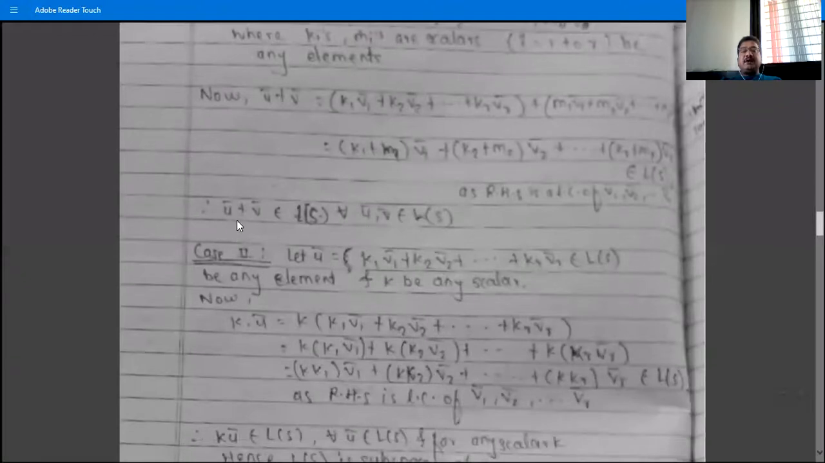What is this RHS? The RHS is a linear combination of V1, V2, Vn, since K1 plus M1 is a scalar, K2 plus M2 is a scalar, and Kn plus Mn is a scalar. Therefore U bar plus V bar belongs to LS for all U bar and V bar belonging to LS, because U bar plus V bar is a linear combination of V1, V2, Vn, and U bar and V bar are any two elements of LS.